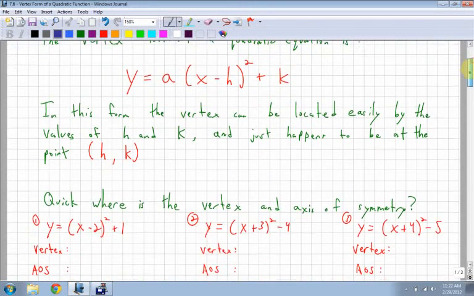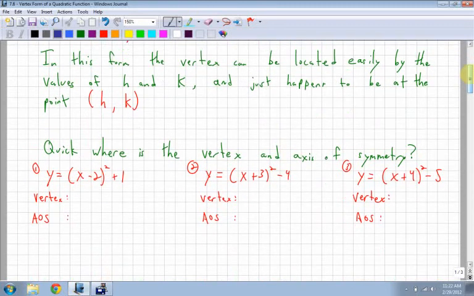Let's see how this works. All right, so quick. Where's the vertex and the axis of symmetry? So here it's minus h plus k. So my vertex is going to be at 2, 1. Remember that your axis of symmetry cuts it right in half and cuts right through the vertex. So your axis of symmetry is actually going to be at x equals 2. It's always just the value of your x coordinate. So negative 2, 2, plus 1, 1.